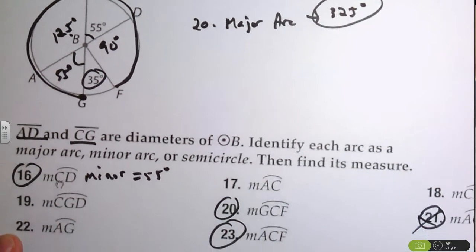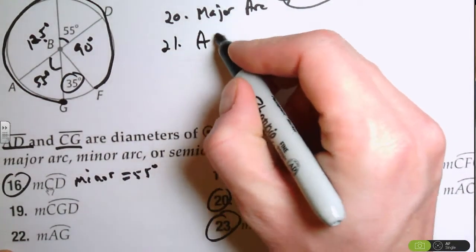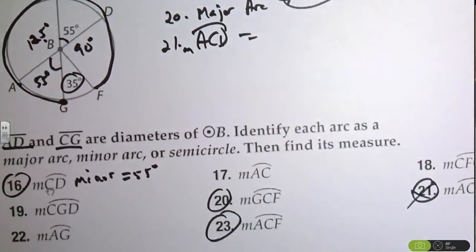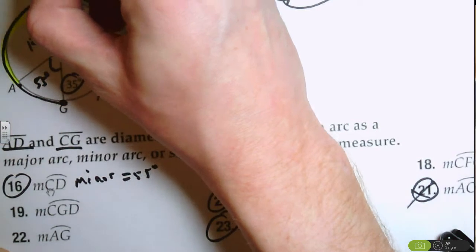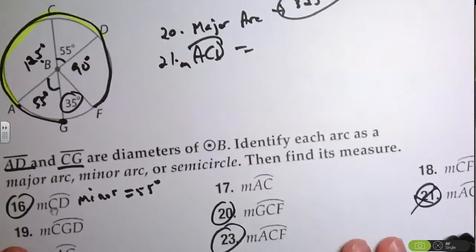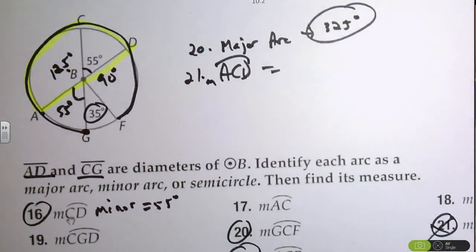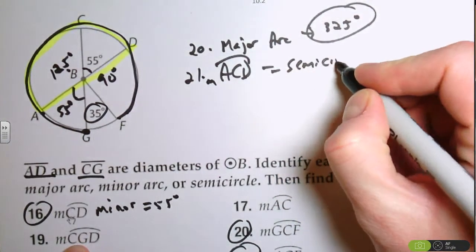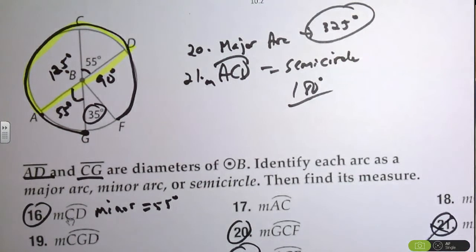And then what do we got here? We got ACD anywhere in there? Yeah, number 21 is ACD. Let's do that. Okay, I'll just highlight this. For A to C to D, that leaves us along the diameter of AD, meaning that ACD is a semicircle, which is 180 degrees. Okay.